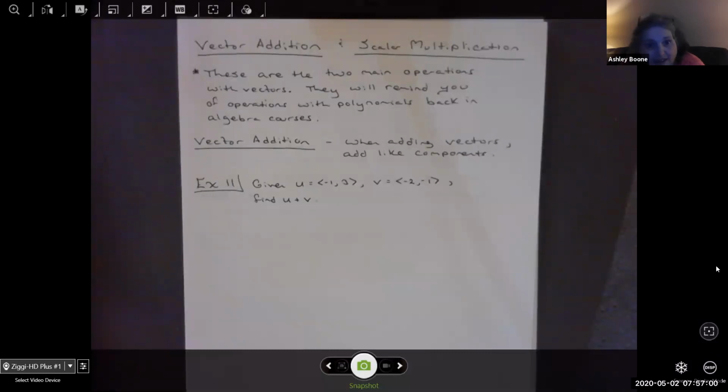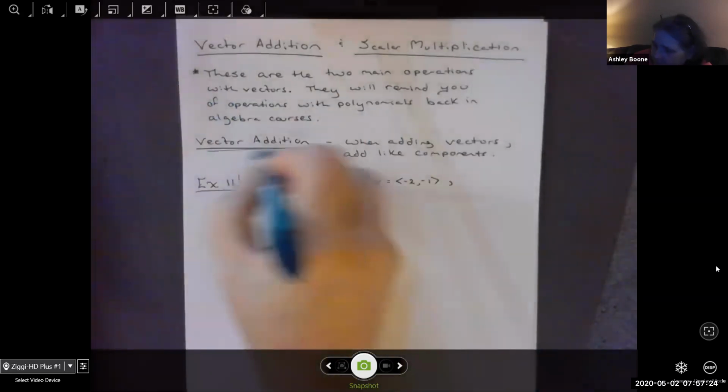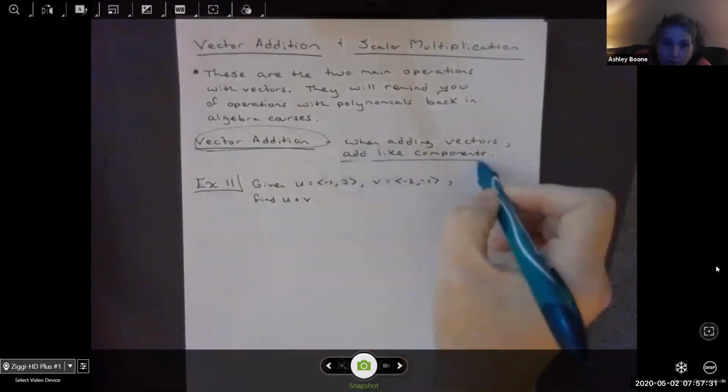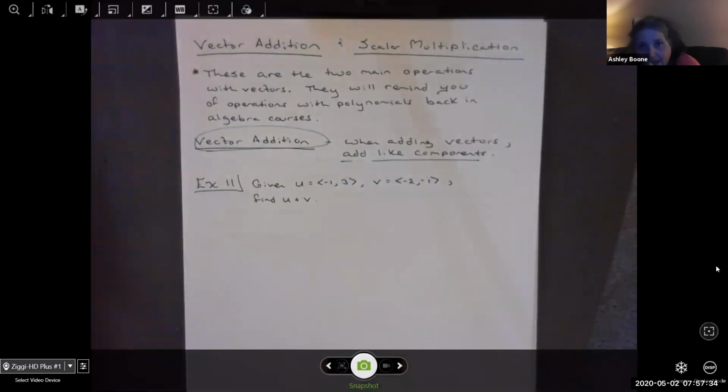When you were learning polynomials, adding like terms, subtracting like terms, distributing when you multiplied a polynomial by a number, it's the same sort of thing. We're going to do it more in an algebraic way, but I'm going to illustrate it graphically as well. With vector addition, we add their like components. Each vector has a horizontal component and a vertical component. Add the horizontal components, add the vertical components, and you get the component form of your answer.